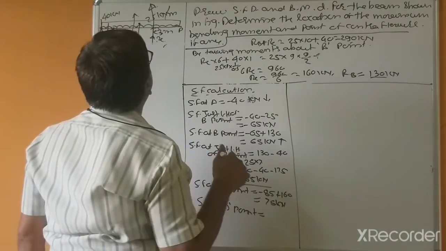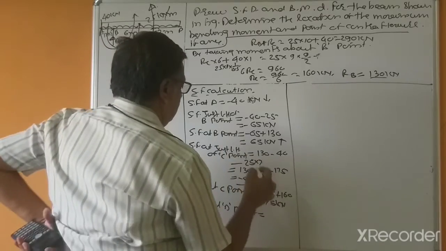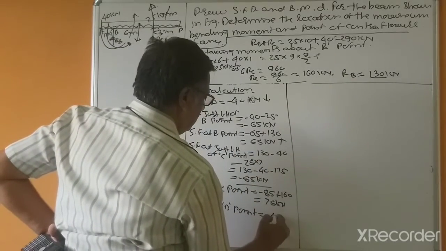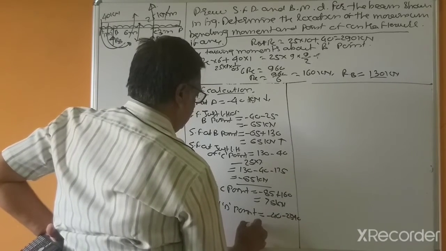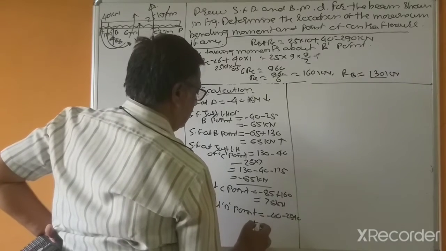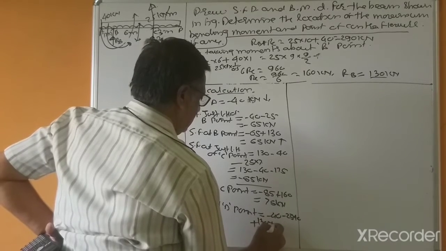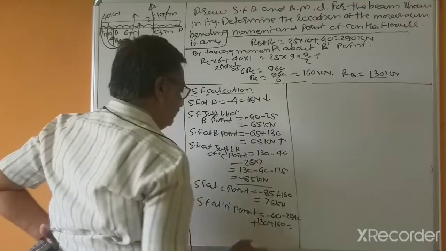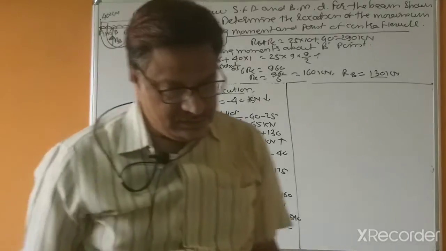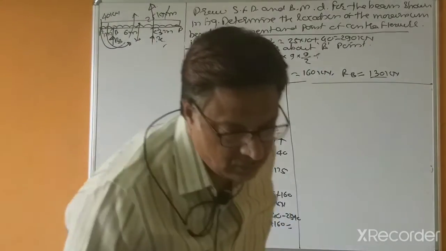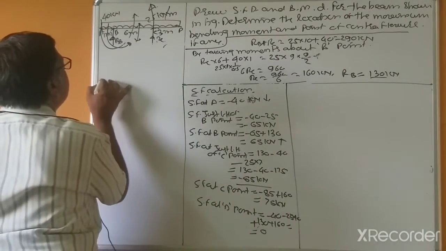Now shear force at D point equal to minus 40, minus 25 into 10, plus 130 kilonewton and 160 kilonewton. So this is 290 and this is also 290. This is equal to 0. So that's why it's a shear force diagram.